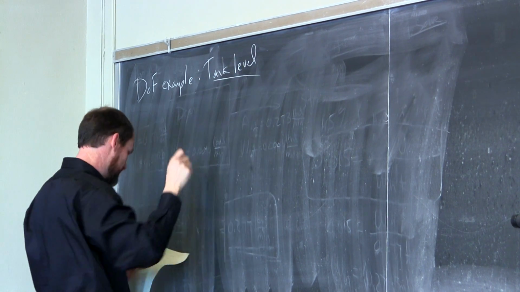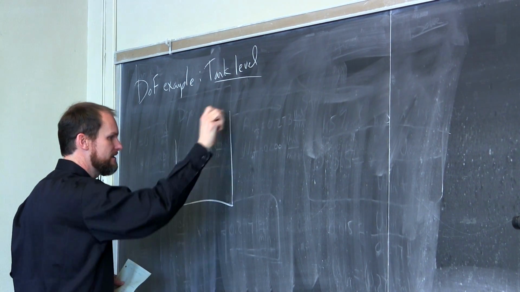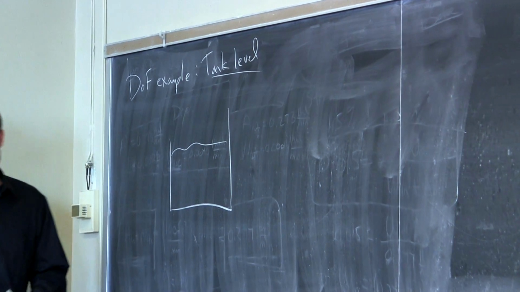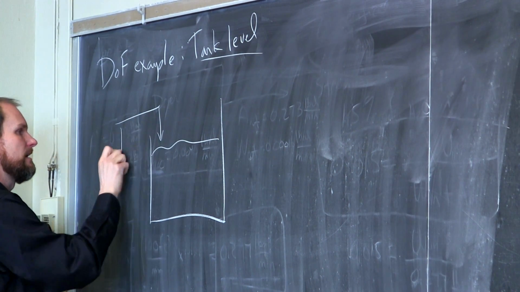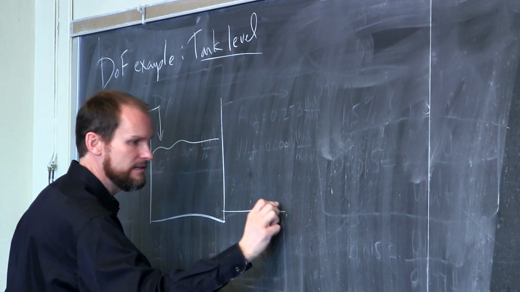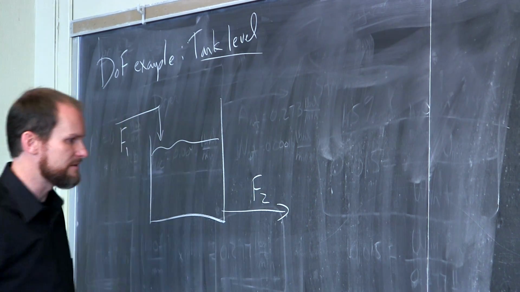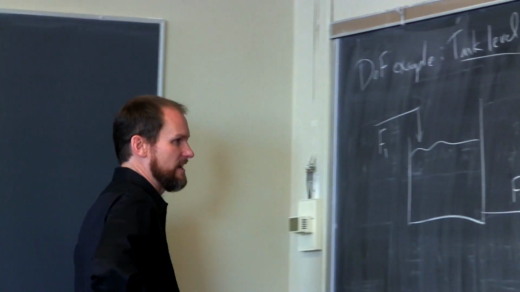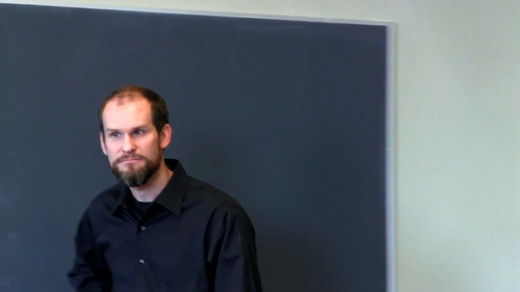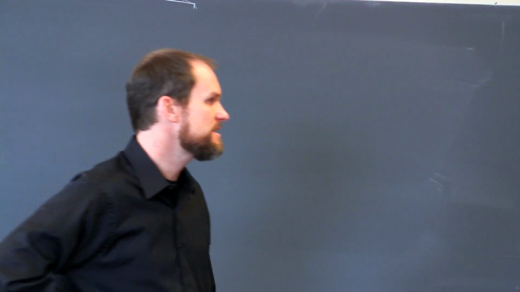Okay, this is a ridiculously simple problem. We're going to have a tank, some kind of chemical reactant or product. We're going to have some kind of flow rate in and some kind of flow rate out. How many degrees of freedom in this system? It's just a storage tank. 2 degrees of freedom.